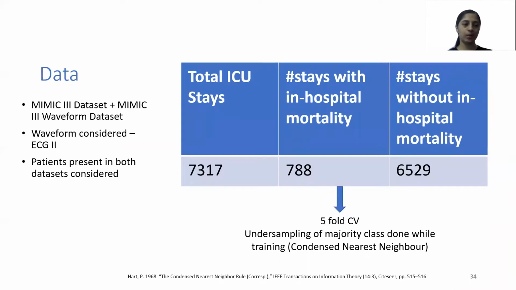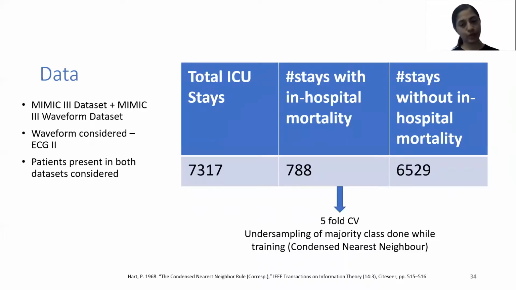So the data that we use is the MIMIC-III dataset and the MIMIC-III waveform dataset. These are both openly available datasets, and the MIMIC-III waveform dataset has the physiologic signals from the bedside monitors, and we consider the ECG II waveform. We only consider the patients that are present in both the datasets. So together, after the pre-processing, we obtain 7,317 ICU stays, out of which only 788 have in-hospital mortality. That's a class imbalance of about 10%.